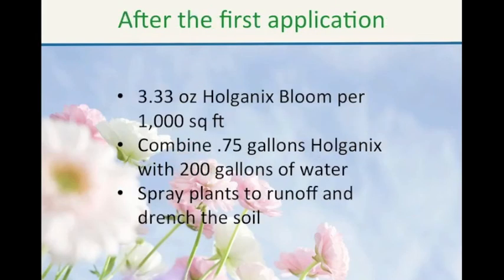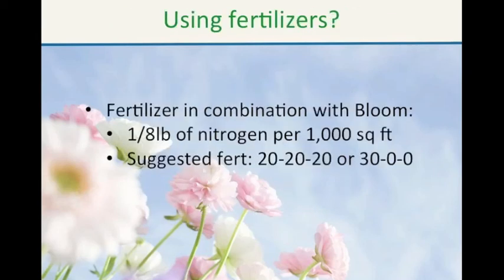And subsequent applications will be at 3 1/3 ounces of Holganix Bloom per 1,000 square feet. And in that case, you're going to mix a solution of 3/4 gallons of Holganix with 200 gallons of water. And again, you're going to be spraying plants to run off and drenching the soil that the plants are growing in. It's also a good practice to apply a fertilizer in combination with Bloom. In this case, we recommend 1/8 pound of nitrogen per 1,000 square feet, and some suggested fertilizers would be 20-20-20 or 30-0-0.